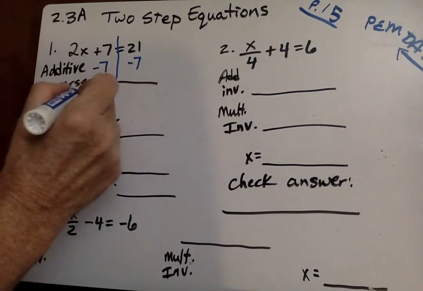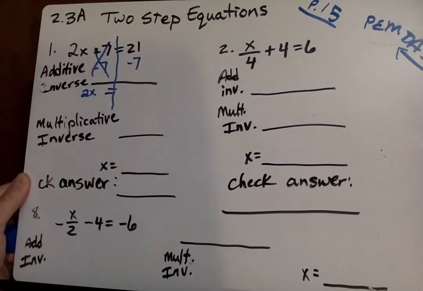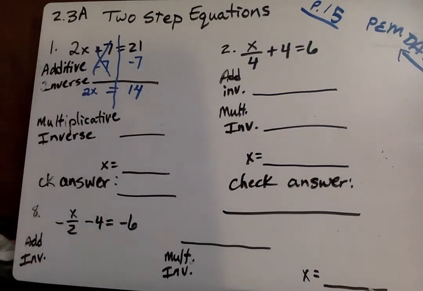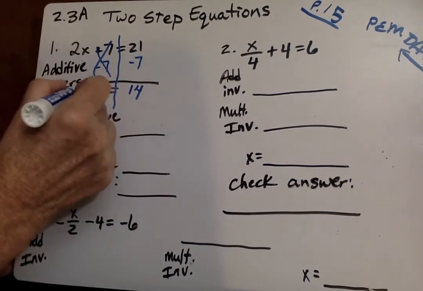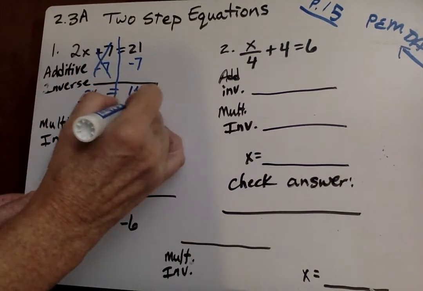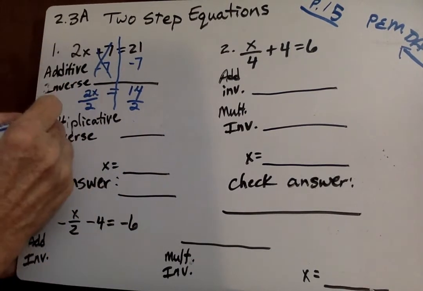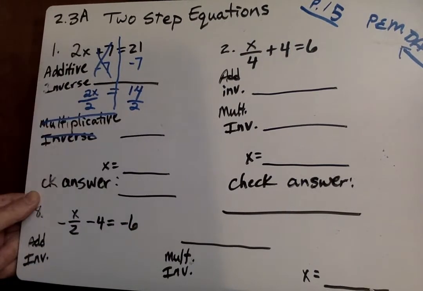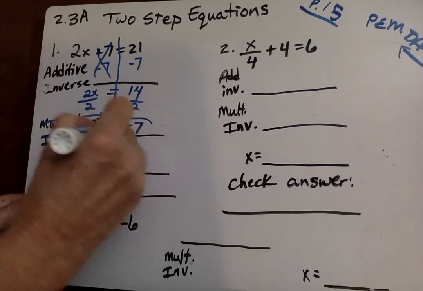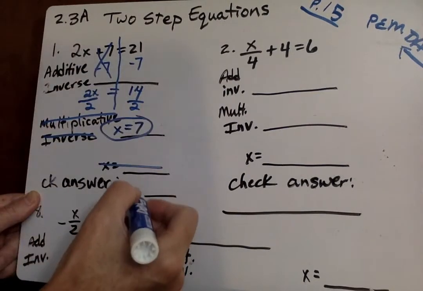Okay, I'm going to bring down the 2x. This goes away, equals 21 minus 7, 14. Then we do the multiplicative inverse. If we have 2 times x, we're going to divide by 2. If you have multiplication, then we're going to divide. If we had divide, we would do multiplication. So then we get x equals 7. And you're done.